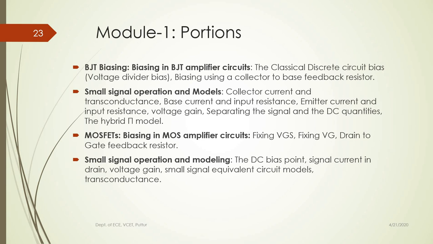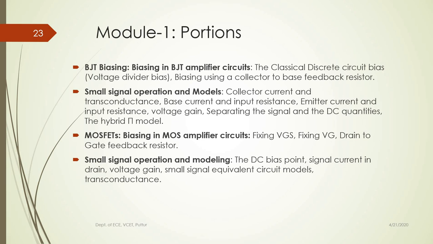Good morning, students. Today in this class, we are going to discuss the Module 1 first topic, that is BJT biasing. In BJT biasing, we are going to study two different biasings. One is a classical discrete circuit bias, also known as voltage divider bias, and the next one is biasing using a collector to base feedback resistor.